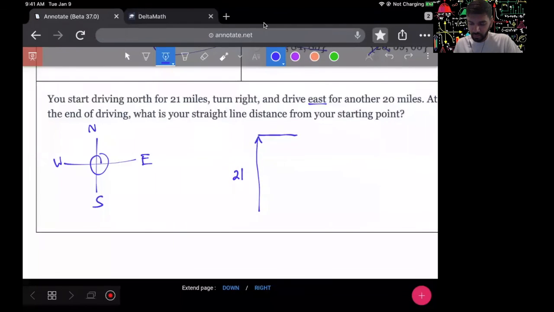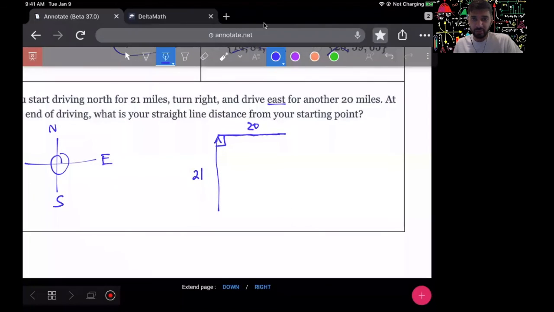So let me draw this as best to scale as I can. Let's just say that's 20 miles. So this looks like a right angle. At the end of the driving, what's the straight line distance from your starting point? So the starting point is this purple dot down here to the end point, the green one over here. So we need to figure out what this guy is. Pretty straightforward. Pythagorean theorem, 20 squared plus 21 squared equals c squared. I'll call this guy c. And then I just follow the steps for the Pythagorean theorem, and I can simplify that down.